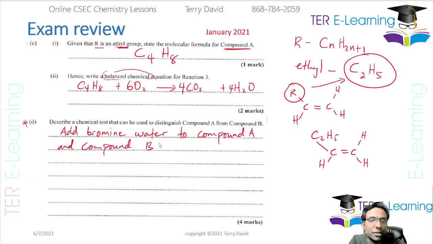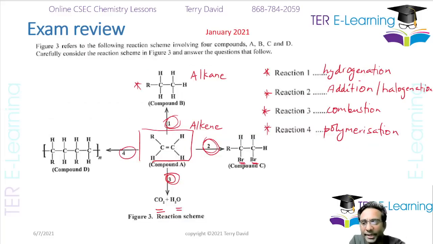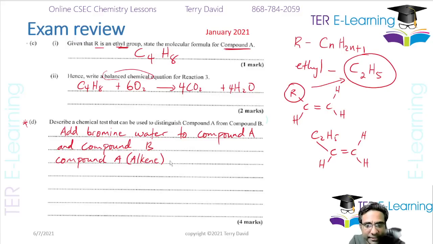Right? So you're adding it to both compound A and compound B. Now you need to say what's going to happen to each of those. So in the case of compound A, remember compound A was an alkene. Let's double check that, make sure I tell you the correct thing. Yeah, compound A is the alkene. So let's go back here. So compound A is the alkene, right?